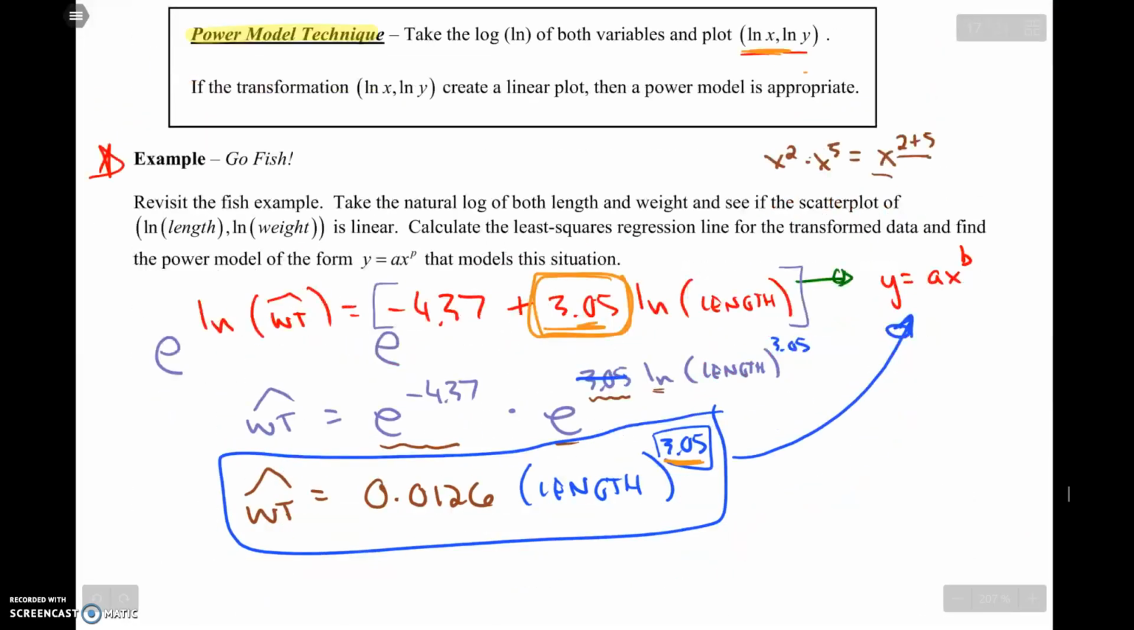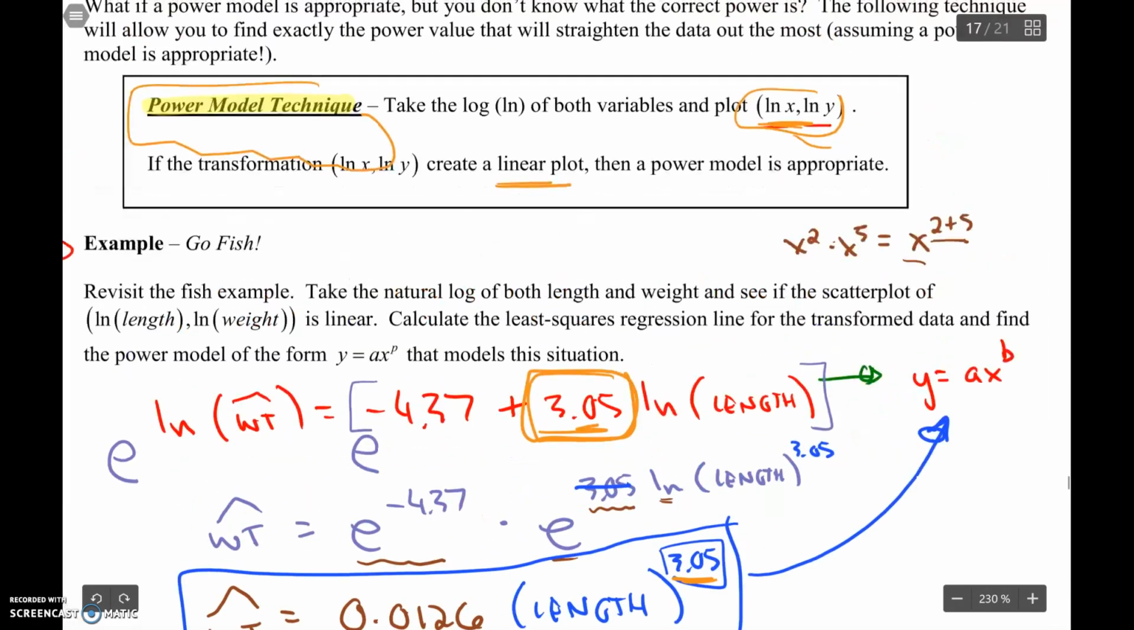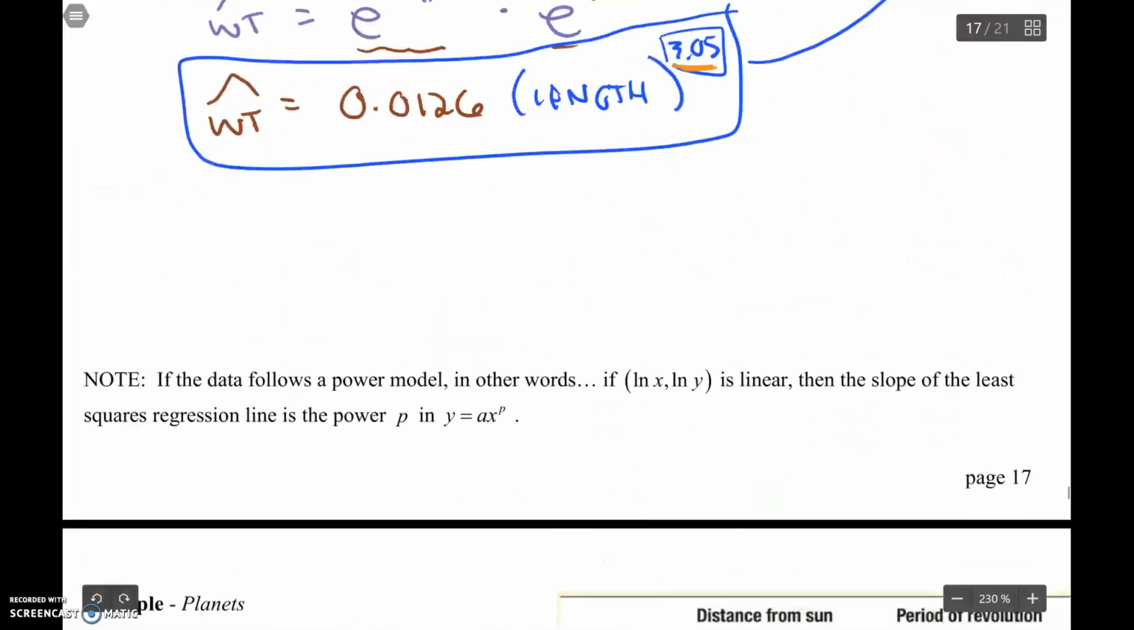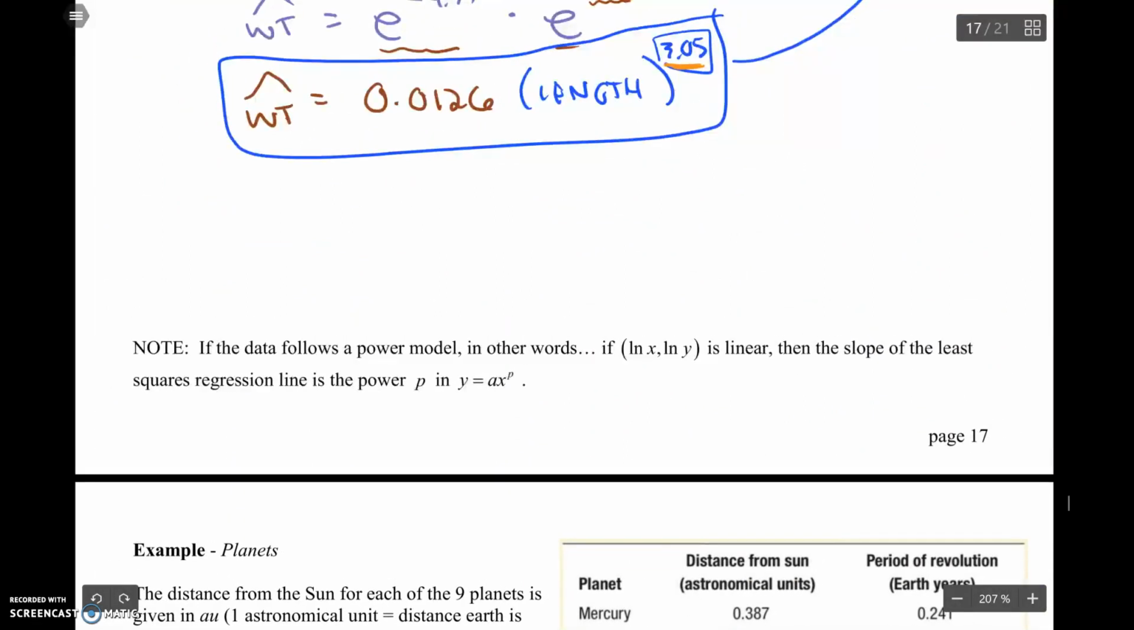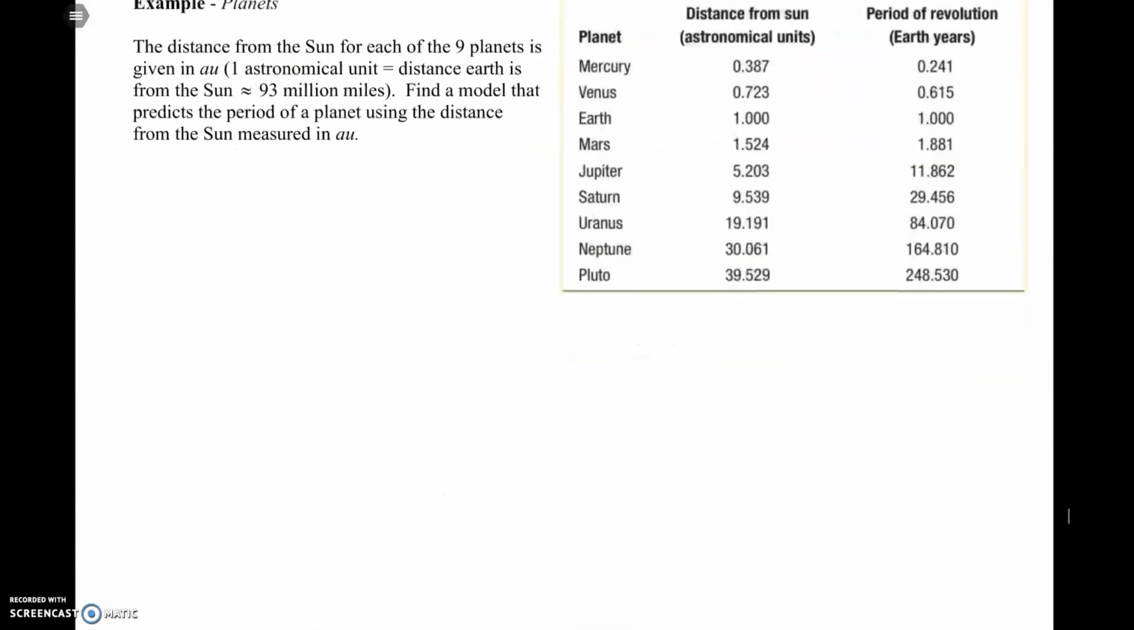If this transformation straightens out your data set, then a power model is appropriate. Okay? That's kind of the bottom line. All right. That's it. Let's do one more example here.